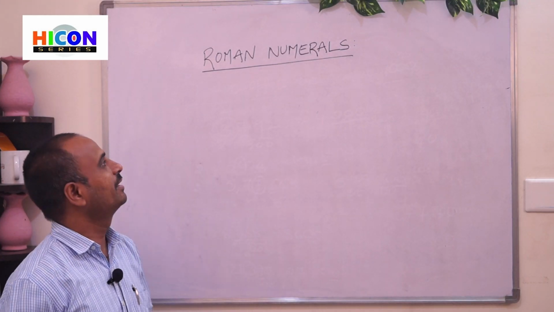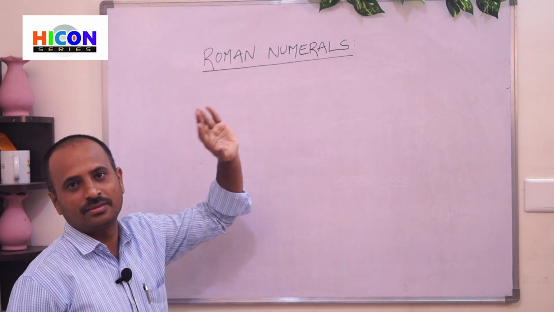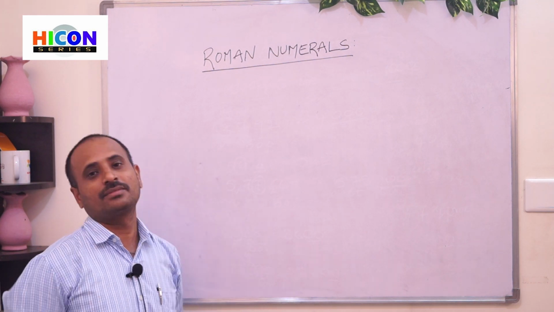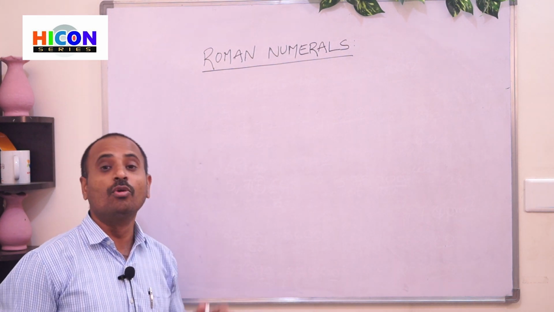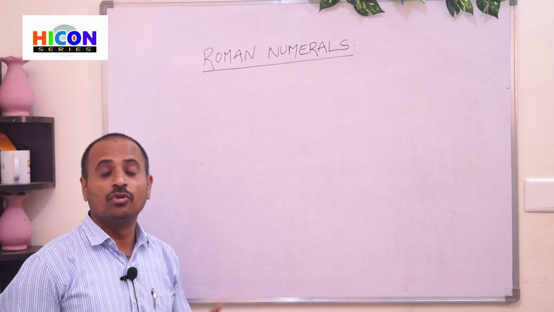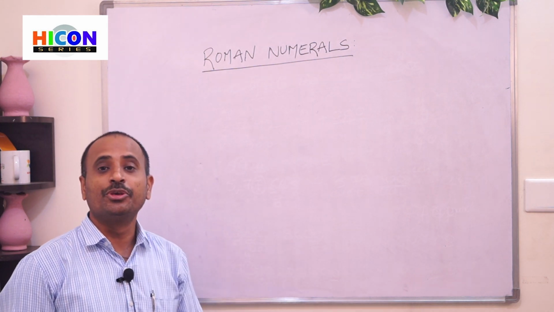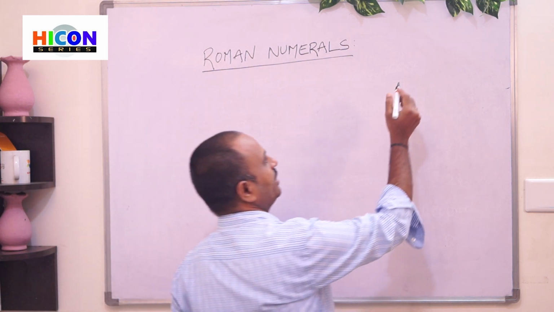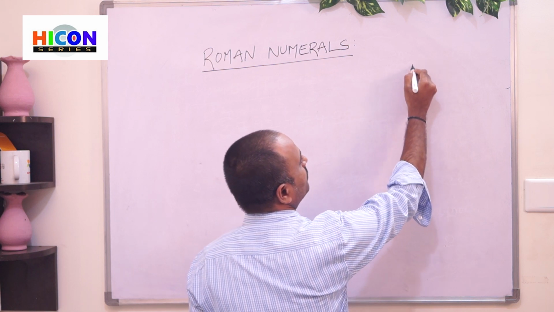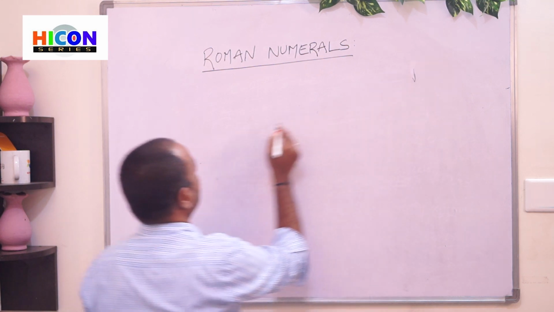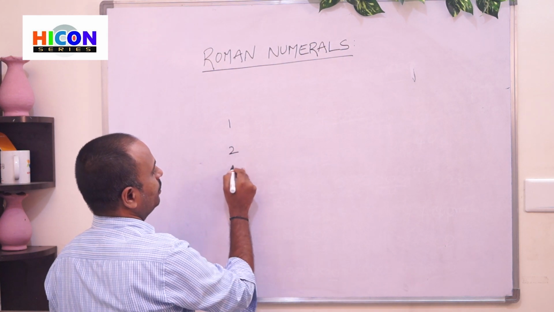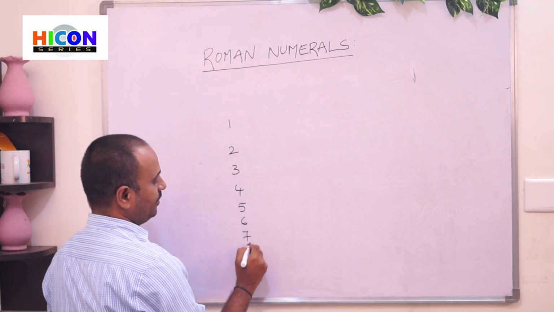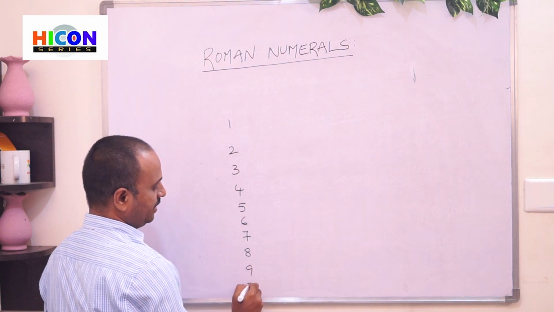The next topic in this chapter is Roman numerals. Children, how can we write the numbers? How can we form different numbers? We form different numbers by using a combination of 10 digits. So we write different numbers using 1, 2, 3, 4, 5, 6, 7, 8, 9 and 0.